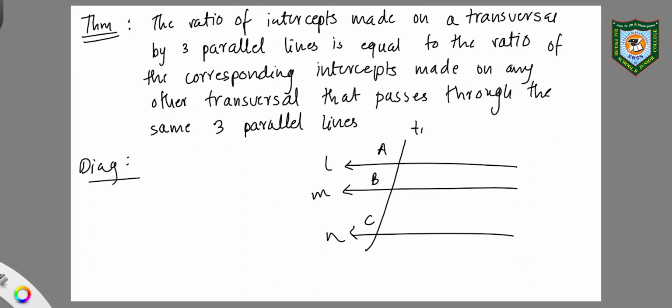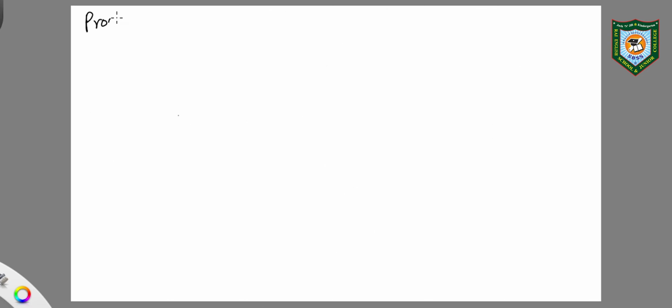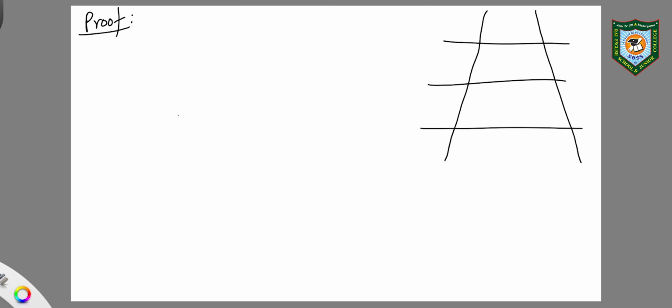So that means there is a transversal T2 here that passes through the same three parallel lines. So this is my T2. I'm going to name that as X, Y, and Z. Now, towards our proof. As you can see, our diagram does not have any concept that can use angle bisector theorem or BPT. So therefore, we need to construct some lines in order to solve this theorem. So this is A, this is B, this is C, X, Y, and Z.